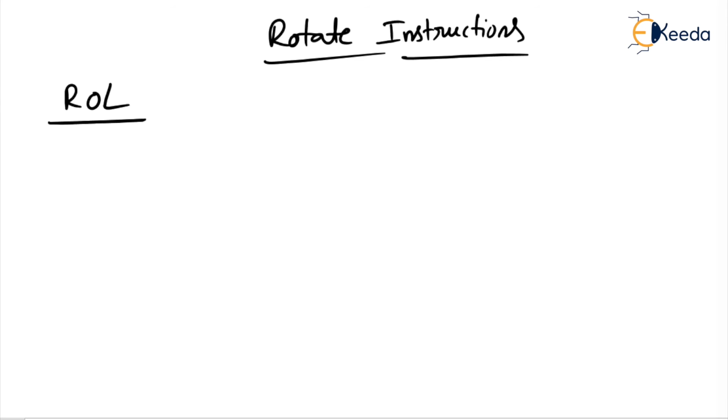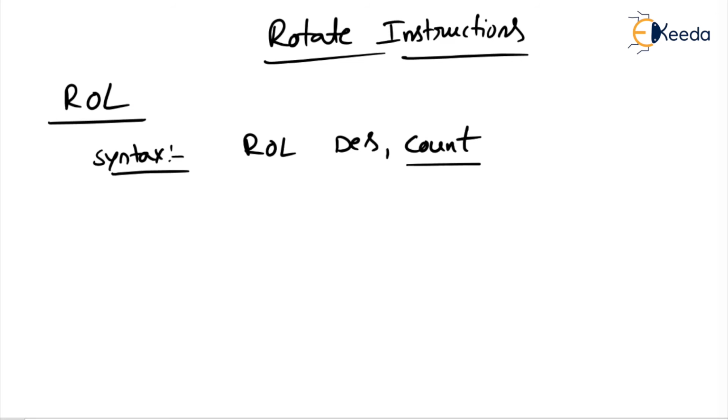ROL, that means what? Rotate left. The syntax is ROL destination, count. It rotates the bits of the byte or word left by count. We have to give the count. If the count is more than 1, then you have to put the count into the CL register. Remember, already I am telling CL. Right? So now rotate left.